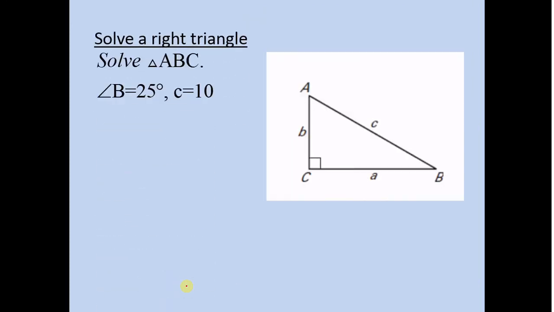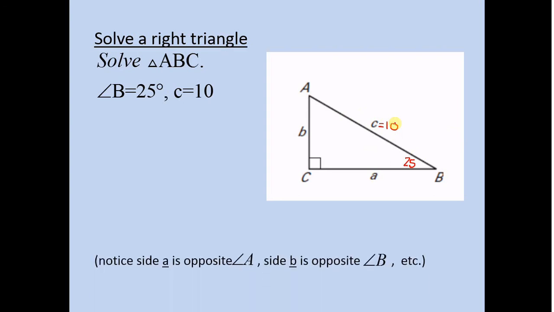Solving a right triangle, aka find everything that we can find. So I need to find all the angles, I need to find all the sides. So I am given that the angle of B, his measure is 25 degrees. So I'm going to put that in the little triangle right here. And then C is 10 degrees. So C is 10. Notice how side A is opposite of A and side B is opposite of B, okay? Notice that. Now, what I need to do is I need to find my other angle. That's going to come in handy.